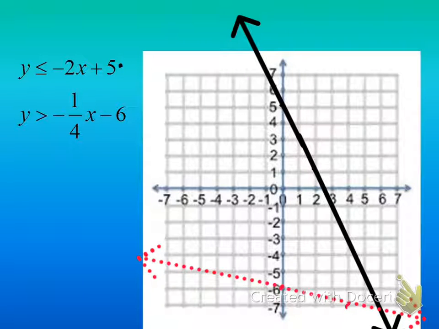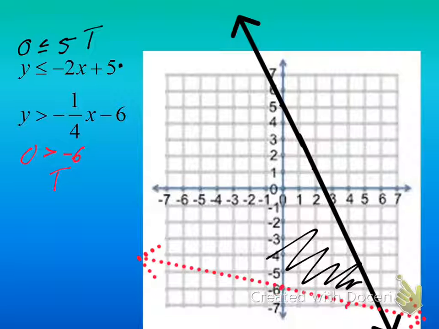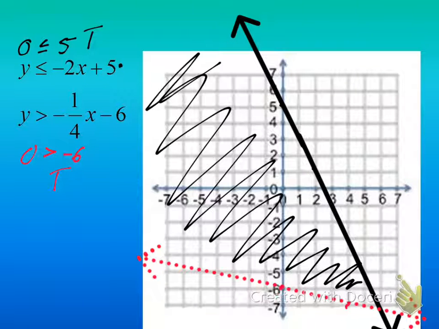All right. Test your points. None go through 0, 0, which is fantastic. So 0 less than or equal to 5, which is true. And then you get 0, which is greater than -6, which is also true. So you shade the big section there in the middle, like that. Okay. Questions on this? Everybody good?